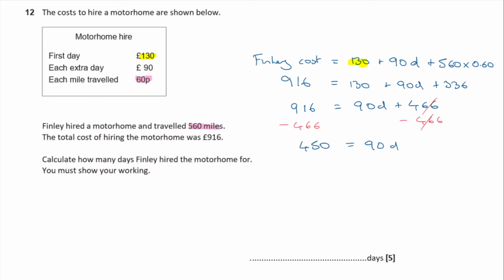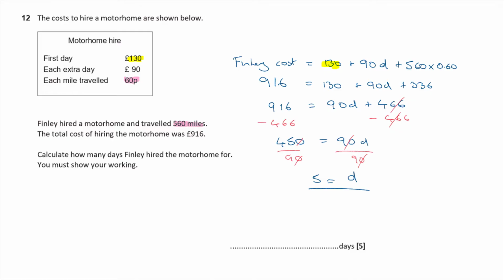Now what I'm going to do is divide both sides by 90. So that's going to cancel. So d is equal to 450 divided by 90. So let's just cancel off the zeros. 45 divided by 9. 9 goes into 45 5 times. So that means that he must have been traveling for 5 days.